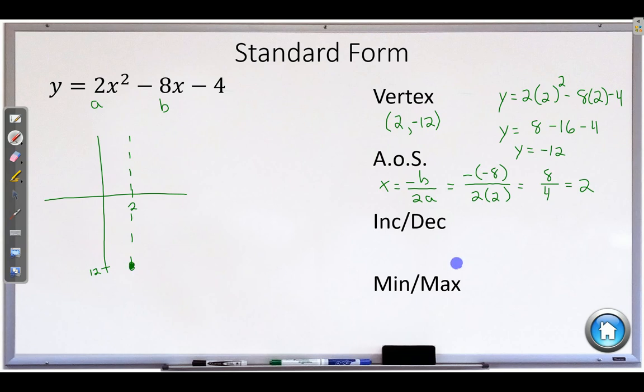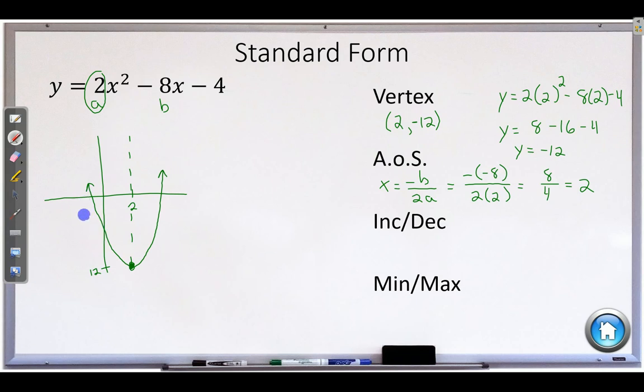There is our vertex. Now, increasing, decreasing, min and max, we need to see a picture. Does the parabola look like this going down, or does the parabola look like this going up? The a value tells us that. It's positive, and that means our parabola is going up. It's actually been stretched up by a factor of 2, but this gives us a decent idea of what it looks like and allows us to answer the next 2 questions.